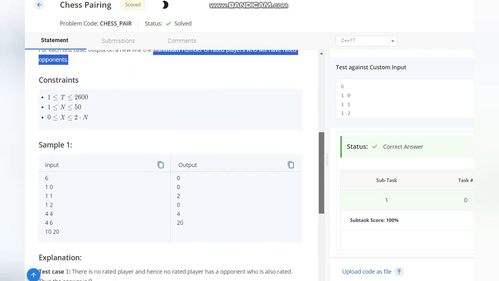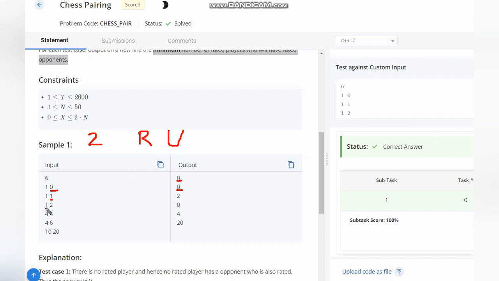So in the first case, first we are looking at the example. In the first case, what we have is 0 rated players. If we have 0 rated players, then no match of rated players will be there, hence 0. Now we have 1 rated player. If we have 1 rated player and n is 1, which means we have 2 players because our players are 2 into n. So we have 2 players and 1 is rated. So 1 will definitely be unrated. So it will form rated, unrated. Hence the output would be 0 because no rated player has a rated opponent.